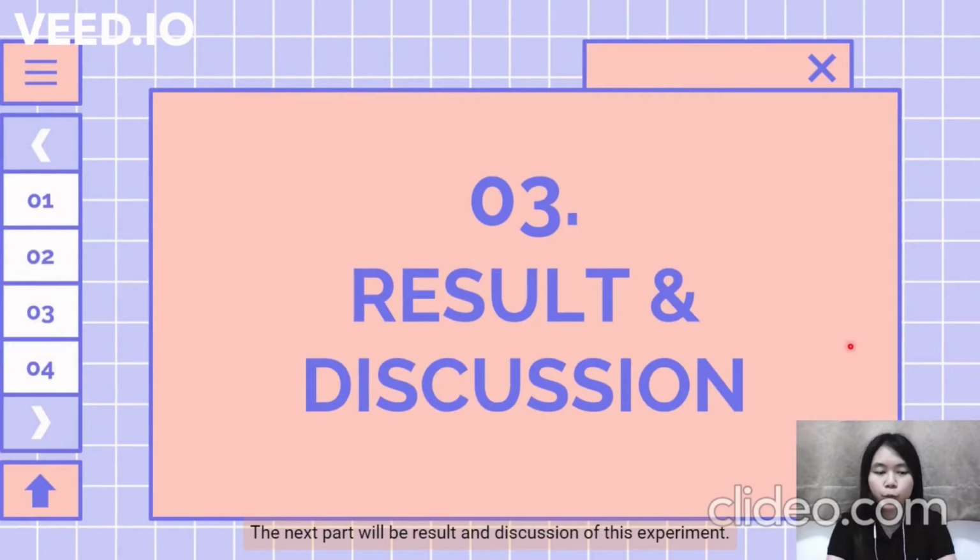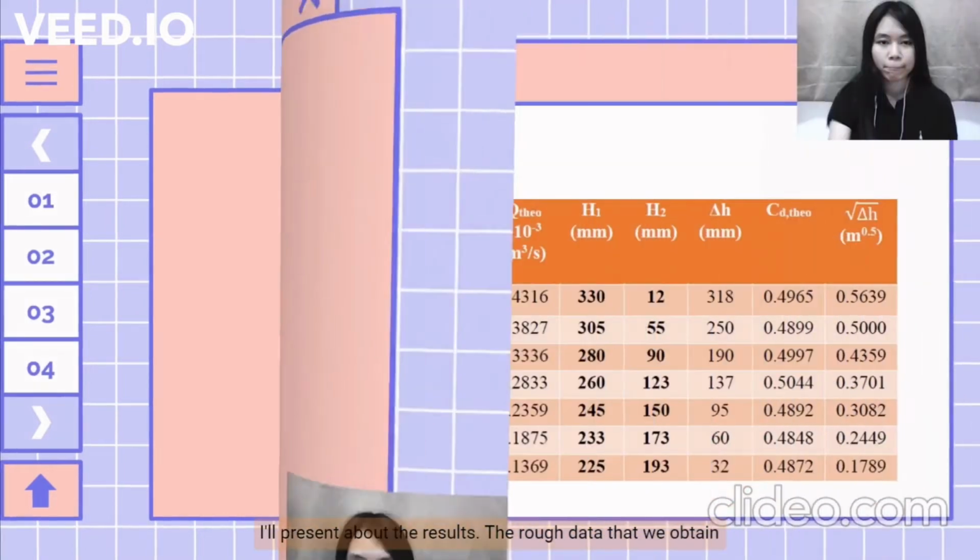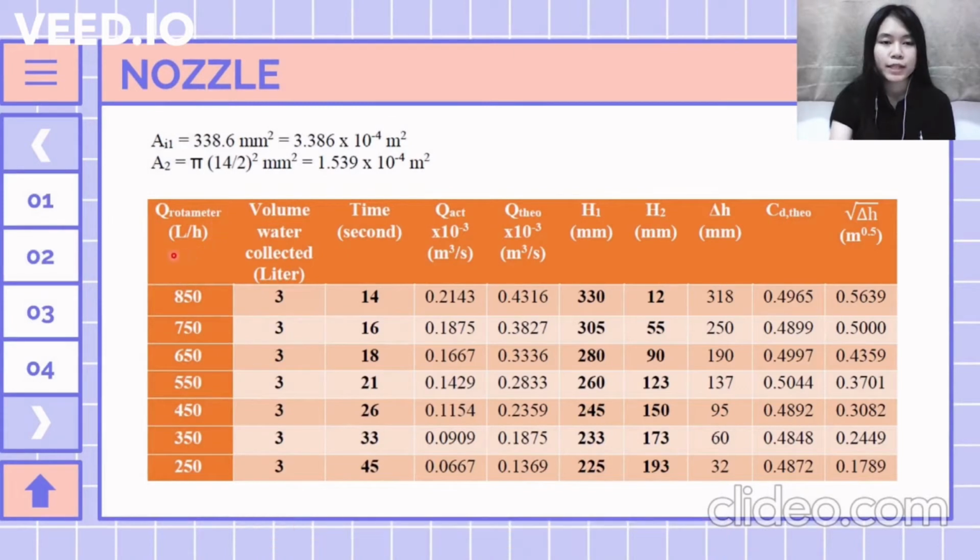The next part will be the result and discussion of this experiment. I'll present the result. The raw data that we obtained from this experiment are readings of rotameter, volume of water collected, time, and also the height of manometer. The first case is nozzle.